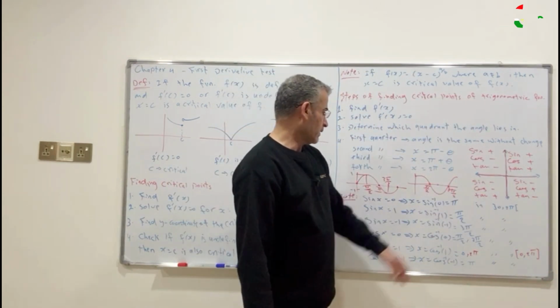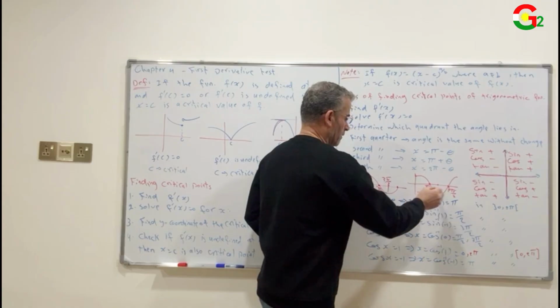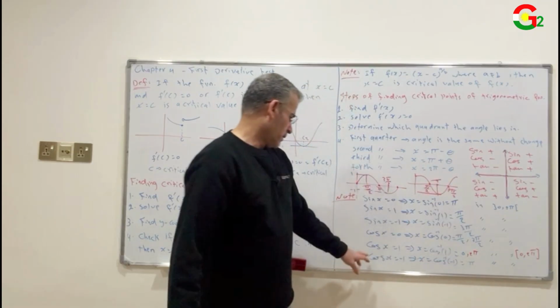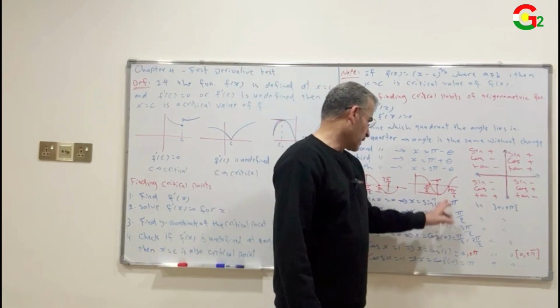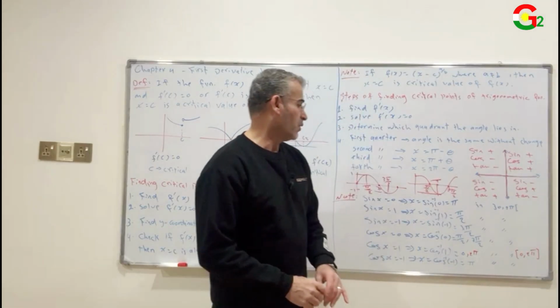Cosine x equals negative 1. This is negative 1. Then x equals cosine inverse of negative 1 equals 2 pi in the open interval 0 to pi.